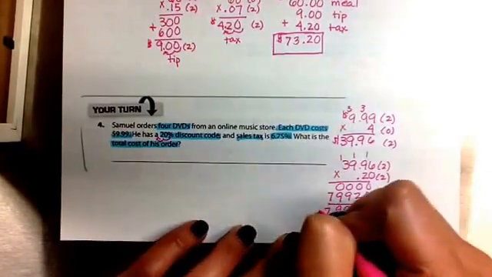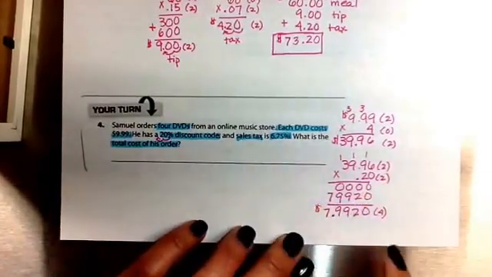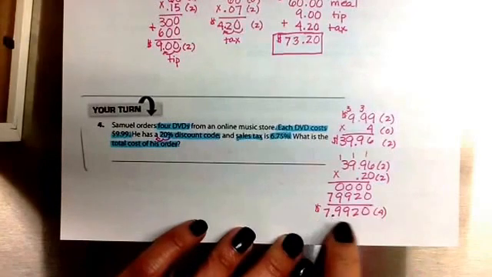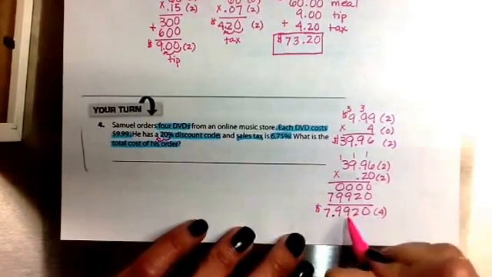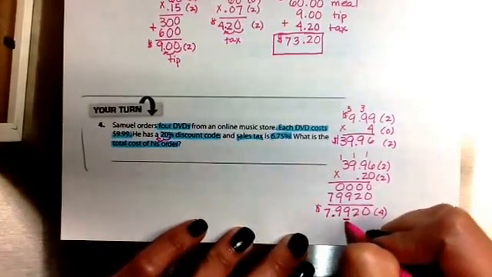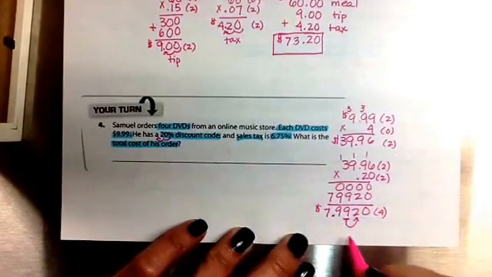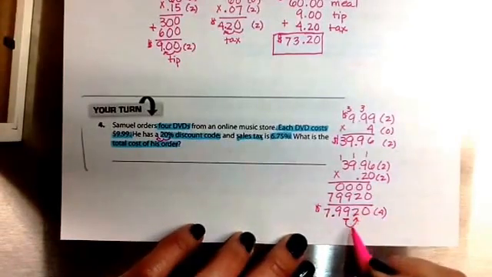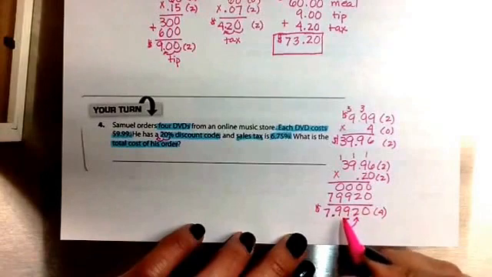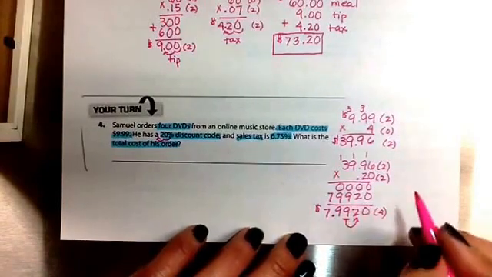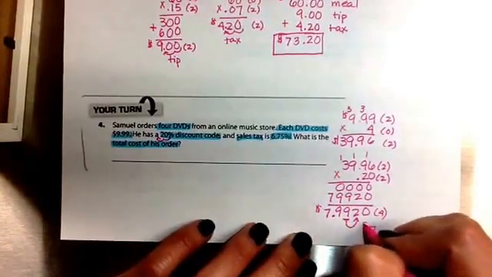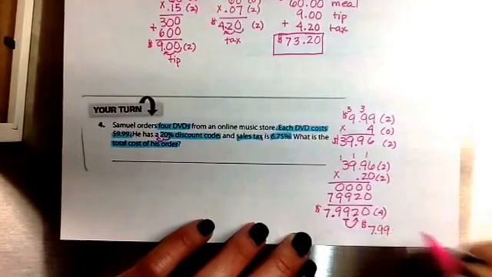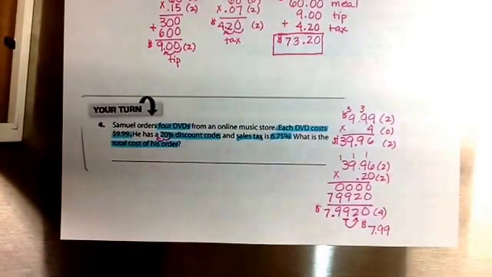Okay, here is where you have to think. This is money. Where does money end? At the hundredths place. So I'm rounding. I look at the number to my right. 4 or less, let it rest. The 9 stays the same. My discount is $7.99. Okay, that's my discount.